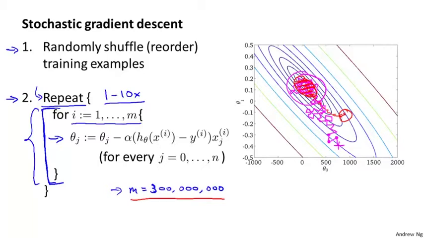So that was the stochastic gradient descent algorithm, and if you implement it, hopefully that will allow you to scale up many of your learning algorithms to much bigger datasets and get much better performance that way.